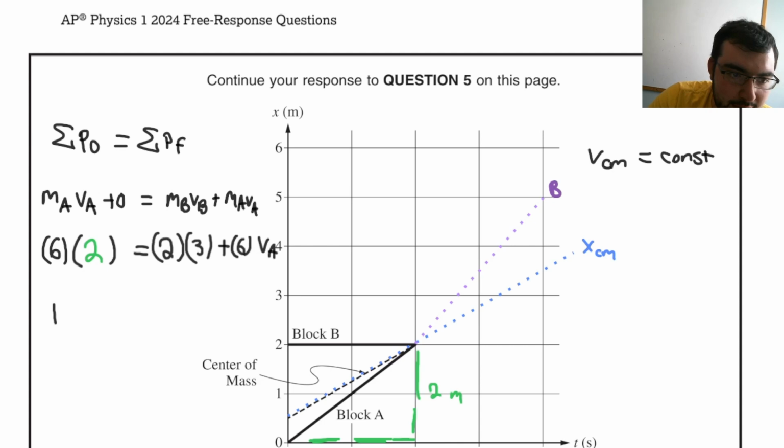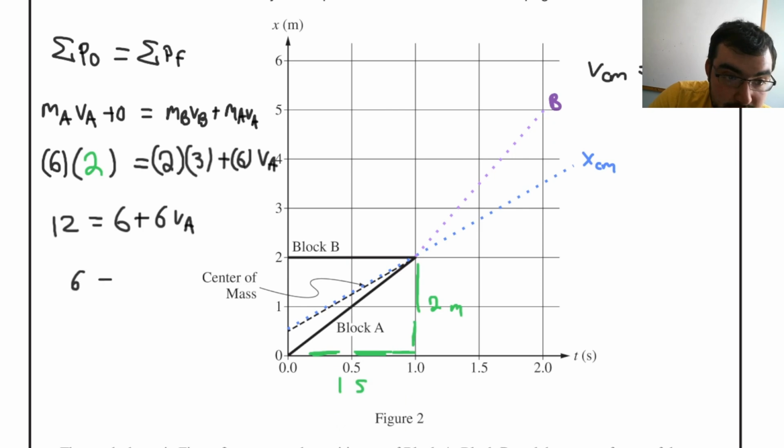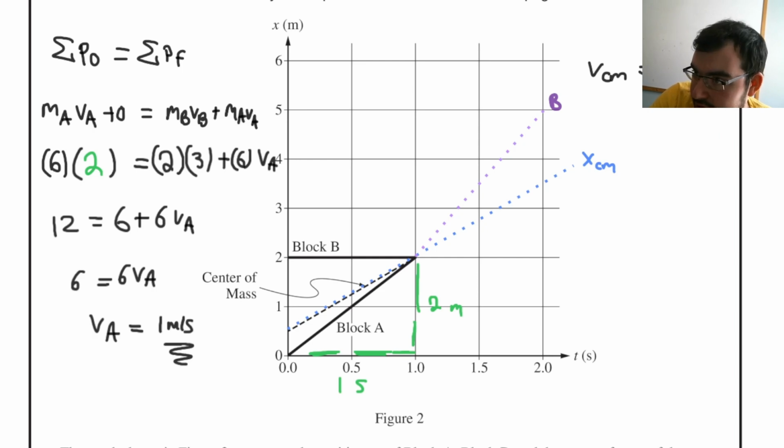So then we can solve it, and we get 12 is equal to 6 plus 6 VA. So we get 6 is equal to 6 VA, or VA is equal to 1 meter per second after the collision. So that means we got to change our velocity over here. So after the collision, it's going to go up 1 over 1.